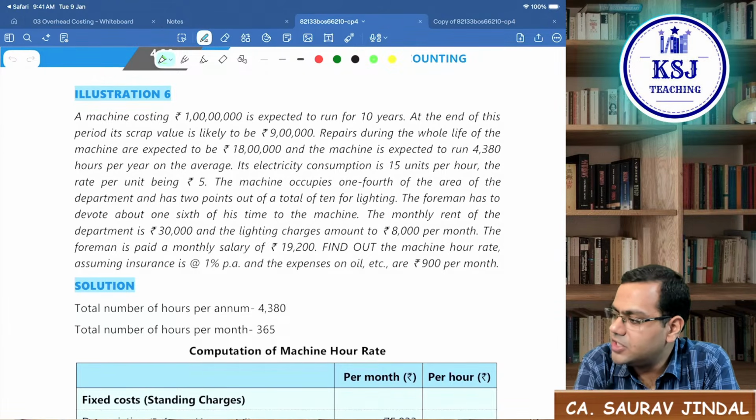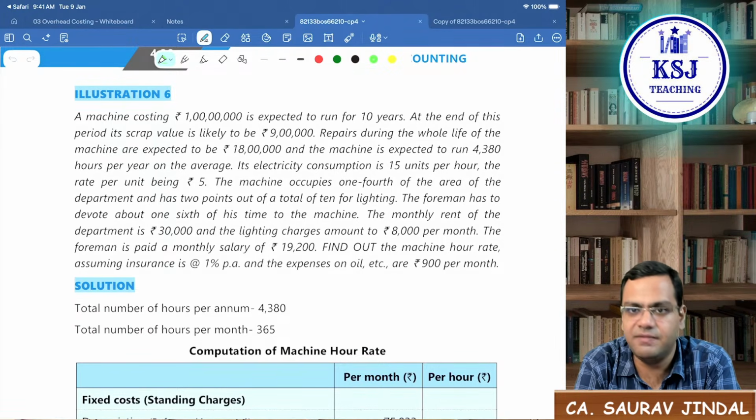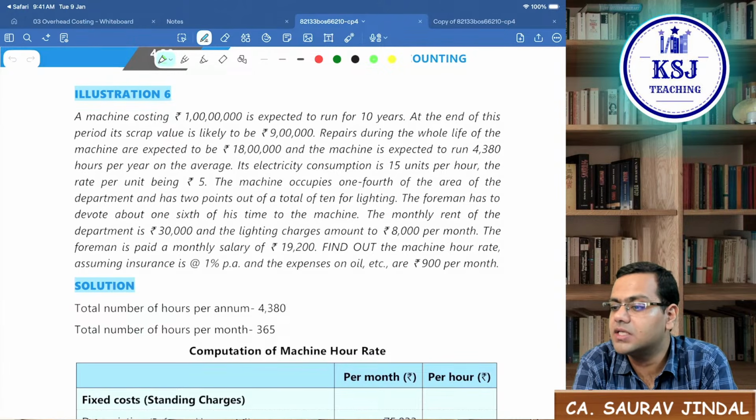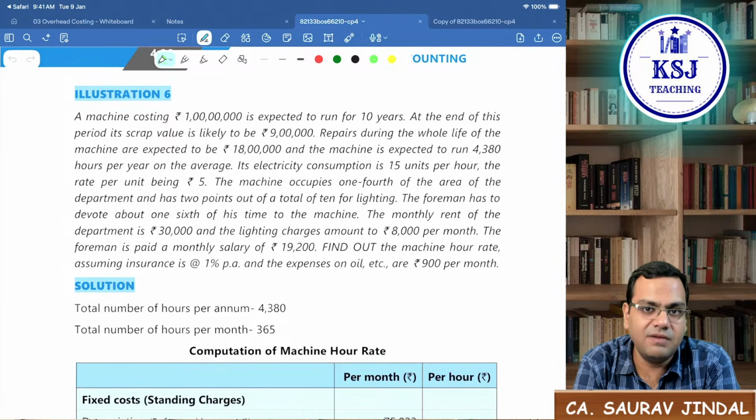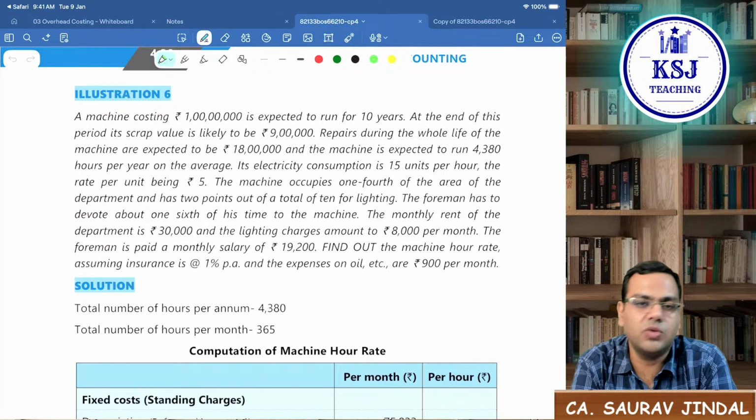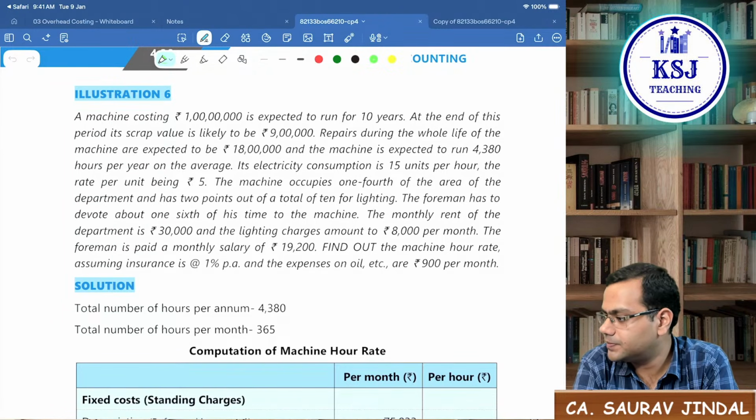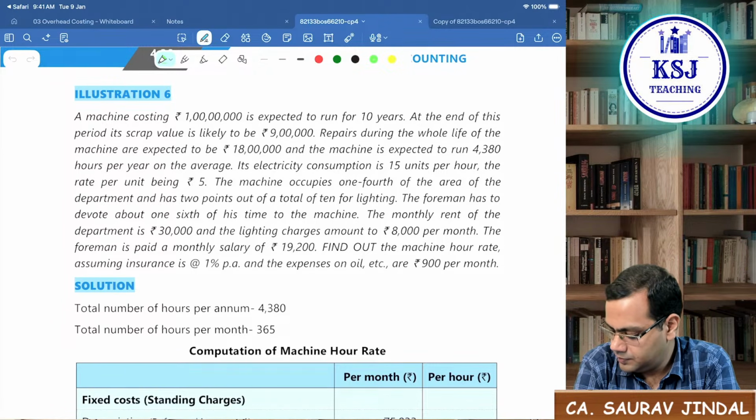See, if nothing is mentioned, you will always divide it by effective machine hours only. Why have I told you total machine hours? So that in case in any book or in any of the PYQs, MTPs, somewhere you find it divided by the total machine hours, you don't get confused. Otherwise, if nothing is mentioned, always divide by effective machine hours. Clear?